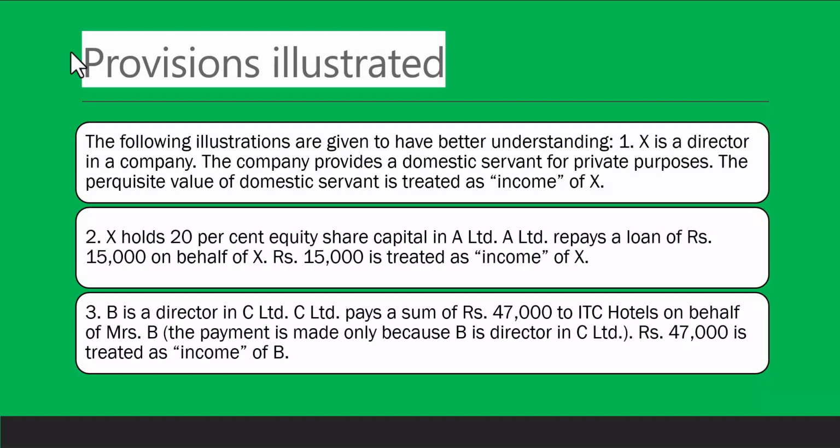Okay, so wife of the director. So 47,000 will become an income of Mr. B, because Mrs. B was supposed to pay this money herself, whereas it was paid by company C, and in company C, B is a director, so it will be included in the income of B. Is this clear? Yes, sir. Okay.